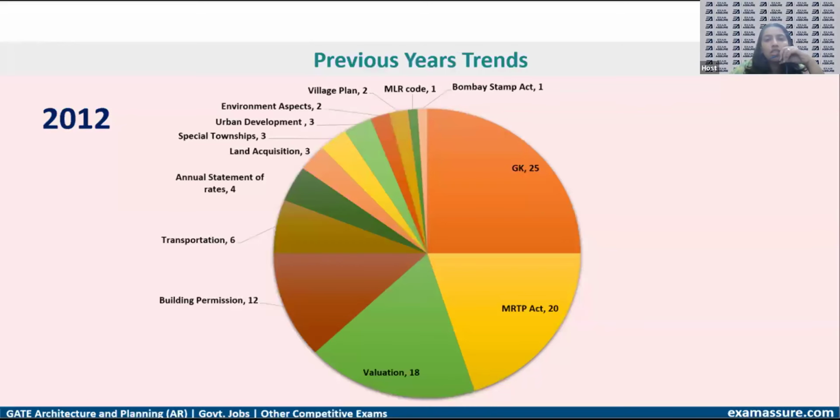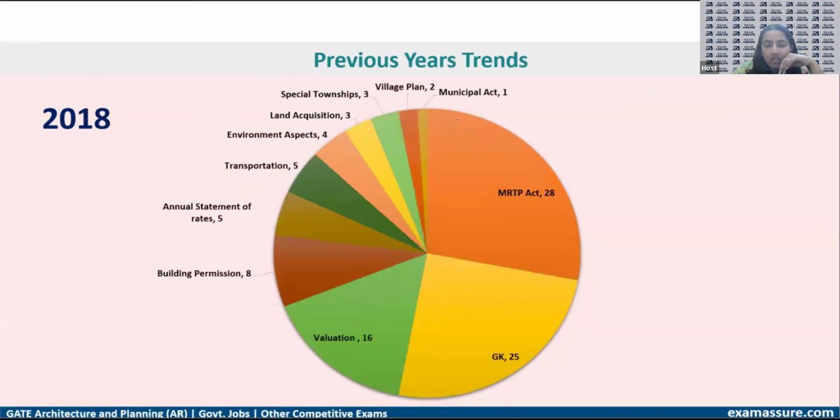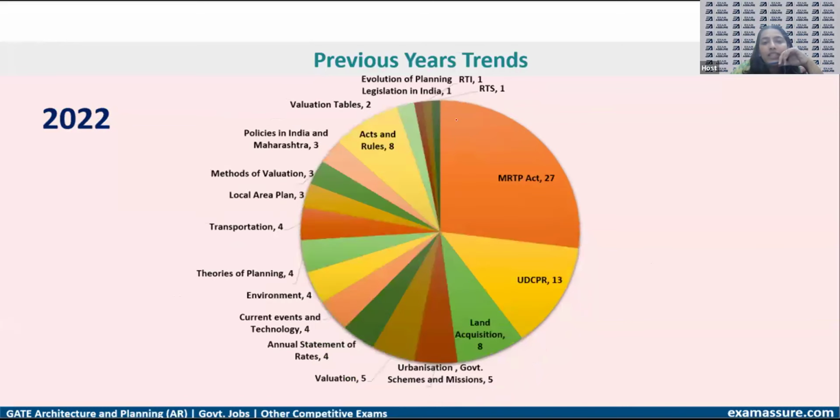Okay. So if you take a look at the previous paper analysis from 2012 to 2022, the majority of your questions are from the MRTP Act. After that, you have sections of valuation and building permission. Now, in 2022, the exam syllabus had changed. However, the pattern still remains the same. That is, MRTP Act is the Bible. Take 2018, you have 28 questions. The same goes for 2022, you have around 27 questions. Now, the 2022 paper syllabus has completely changed.